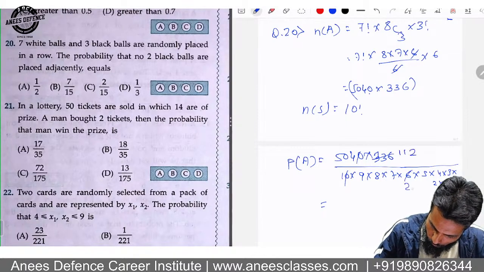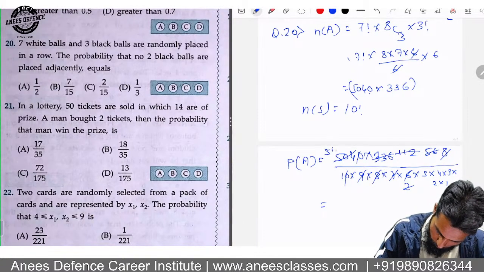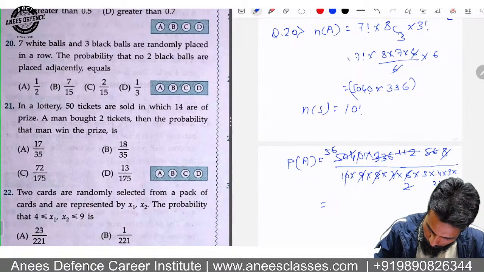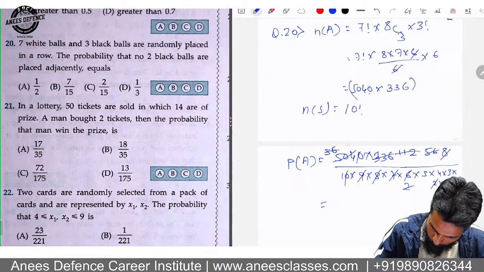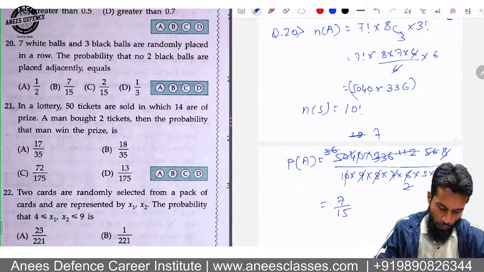Let us cancel: this 2 again you can cancel. 5 6 56, 7 8. 8 and 8 will cancel each other. With this 9 you can cut. Then 56 can be cancelled with 2, 28. So you will get here 28, and cut this 4, you will get 7. So 7 by 15. Fine. 5 into 3, 15. Option D.